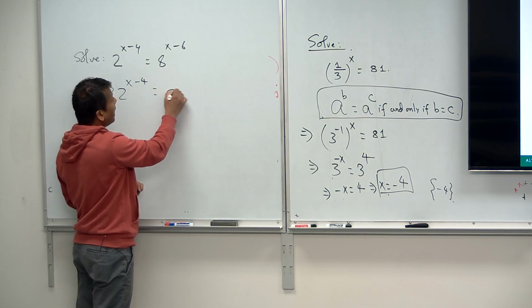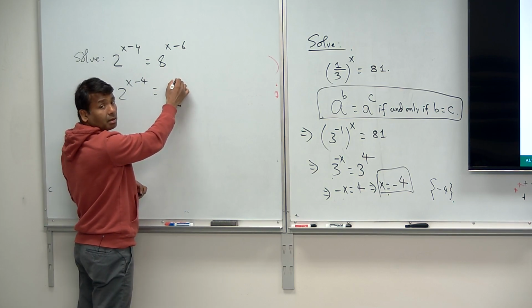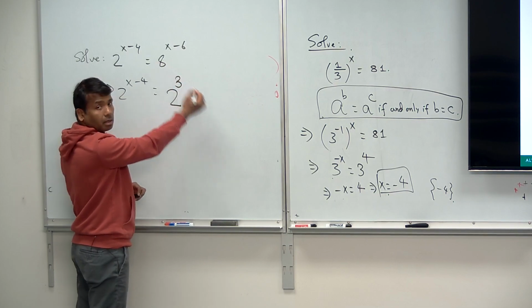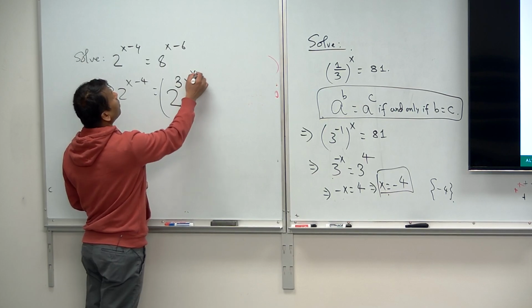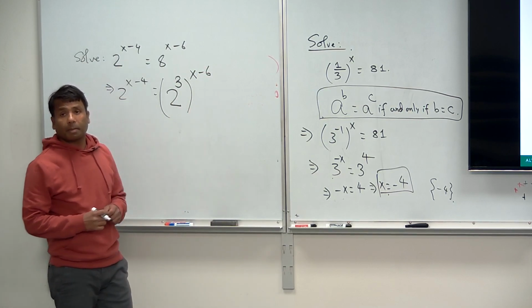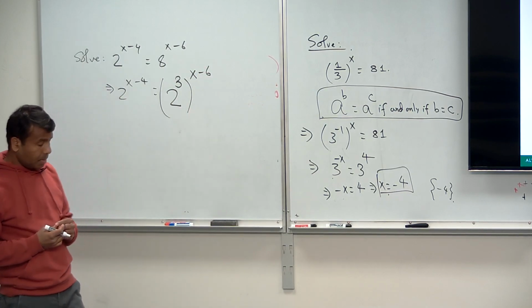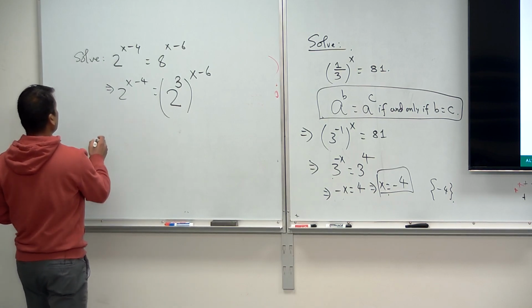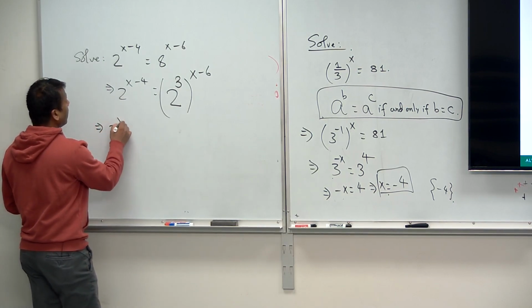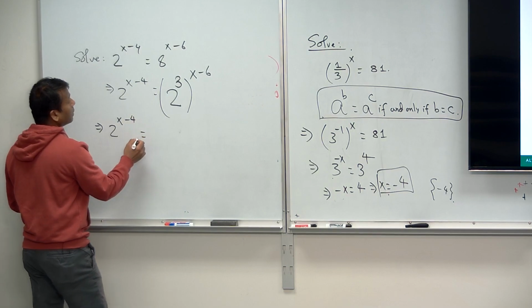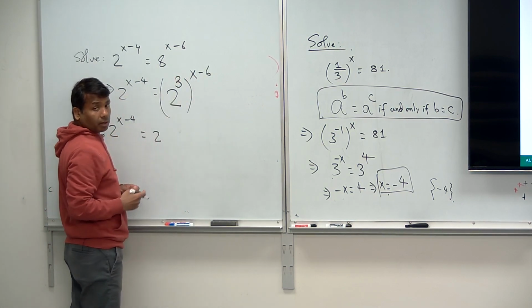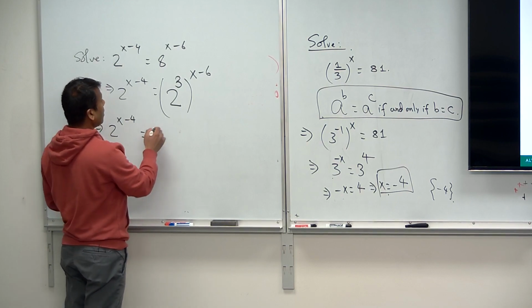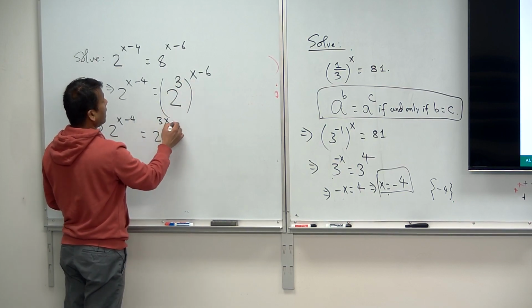Yes. What is 8? 8 is 2 to the power, what number is 8? 3, right? 2 to the power 3, raised to the power what? X minus 6. And so this will be 2 to the power x minus 4 equals 2 to the power, you know, the power is raised by a power and you multiply them, right? So you have 3x minus 18.